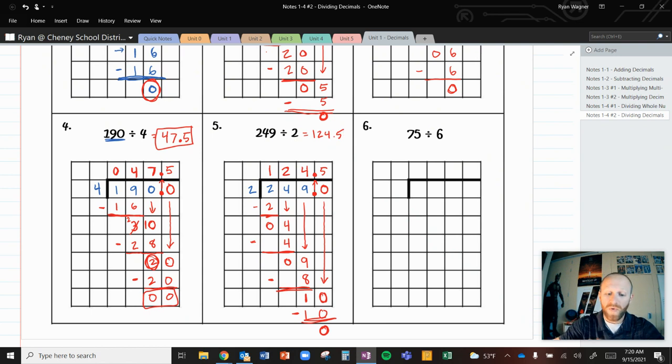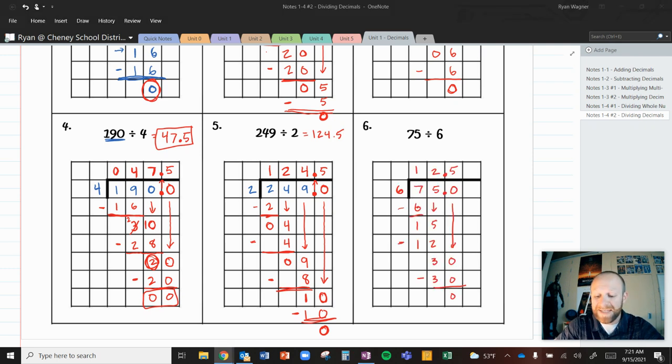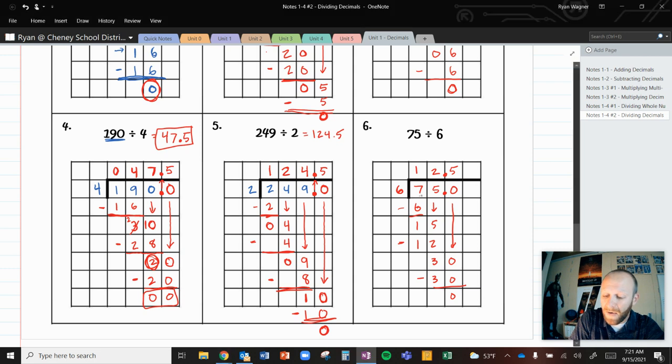What I want you to do is use what we did on these two examples to find the answer for number 6 and then type it in the box. Go. All right, number 6, 75 is our dividend. So that goes inside of the house. The 6 is the divisor, so it goes outside the house. We see how many times 6 can go into 7. That's once. We multiply 1 times 6, we get 6. We subtract, we get 1.